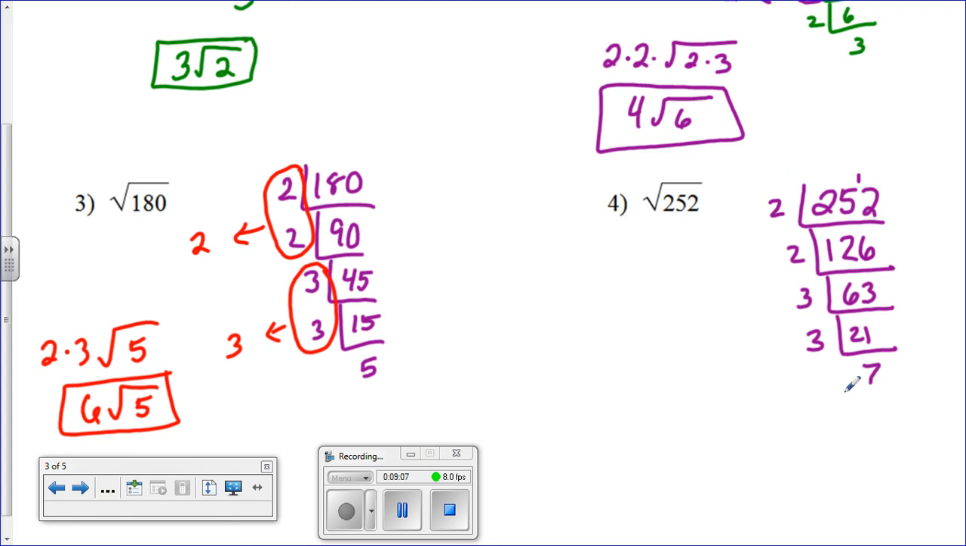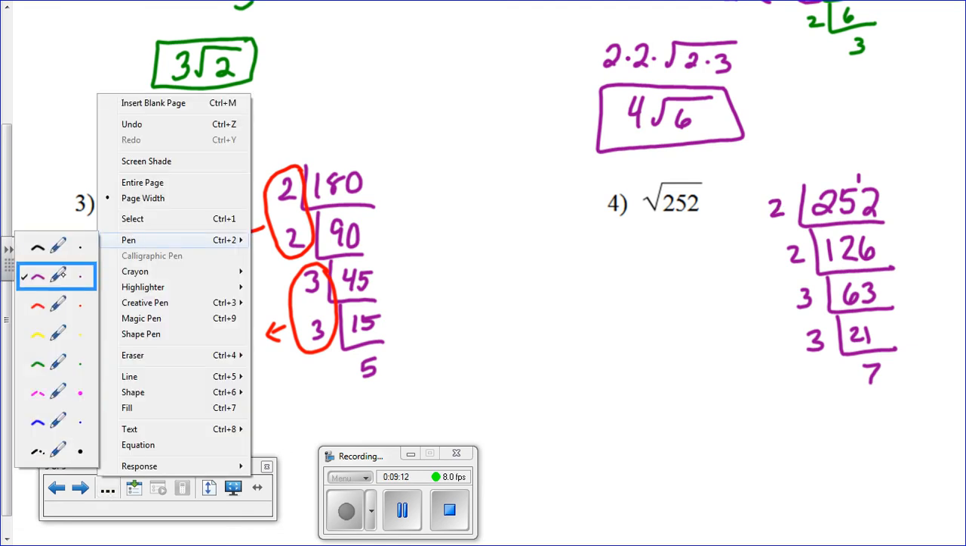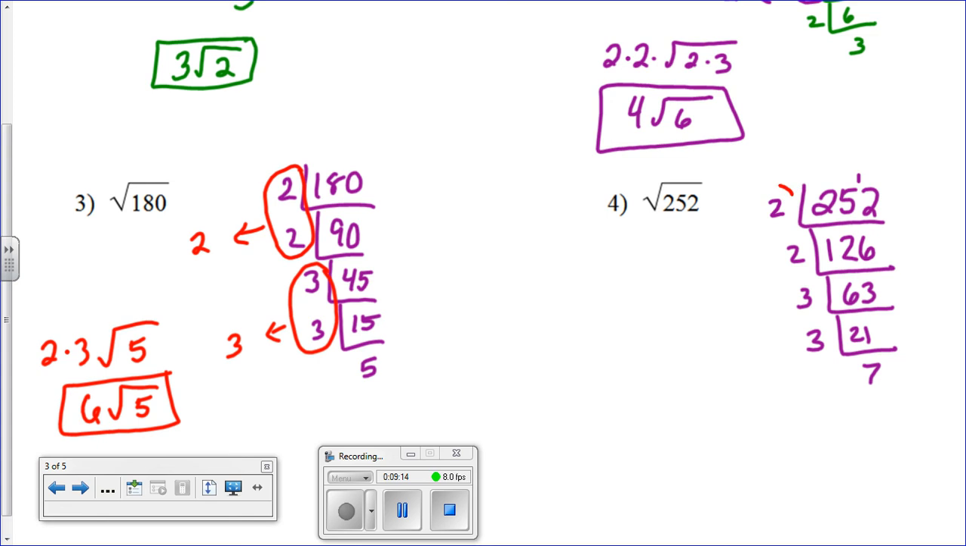So all these numbers on the outside, all are in jail and all want to go free. To be able to go free, you have to have an identical partner. So a 2 can go free. These 3's are identical partners. A 3 can go free. This poor 7 here at the bottom, this poor 7's still stuck in jail. So 2 and 3 have both been freed, and 7 stays under the radical. So your answer is 6 radical 7.